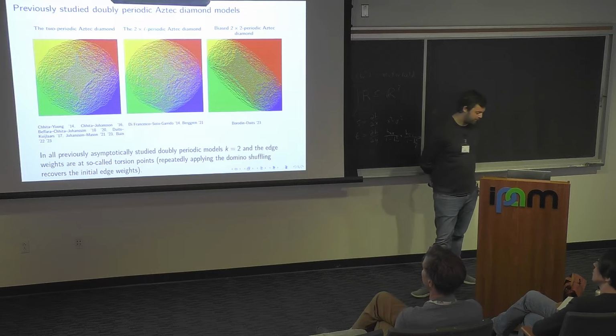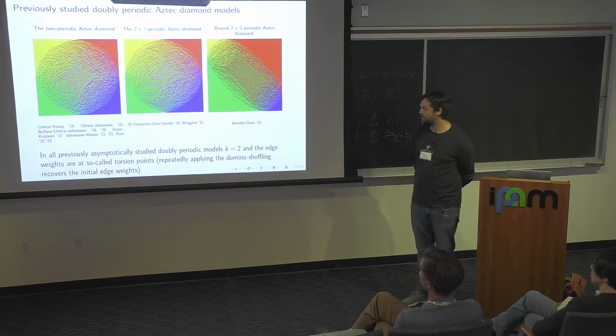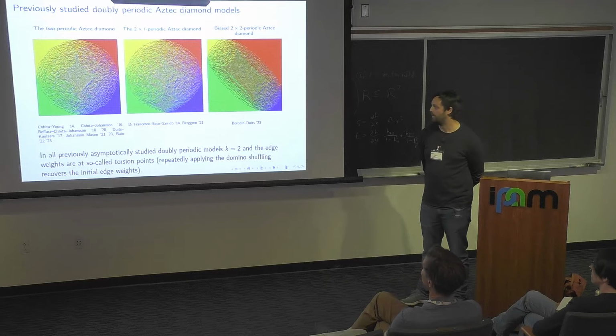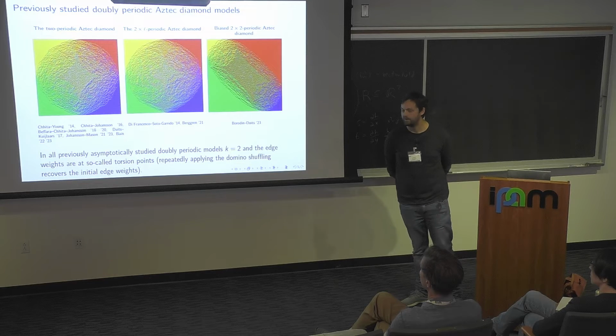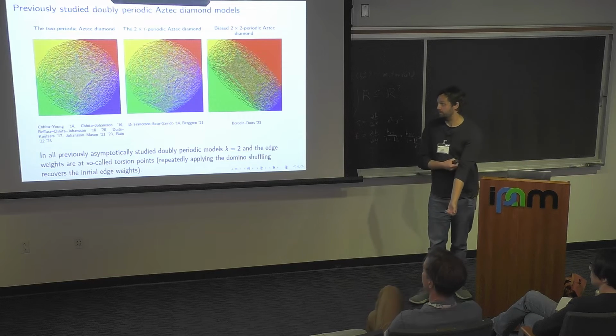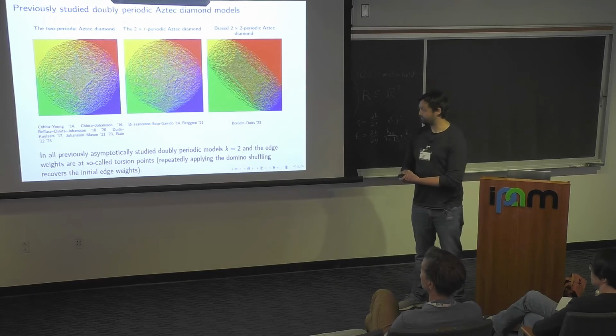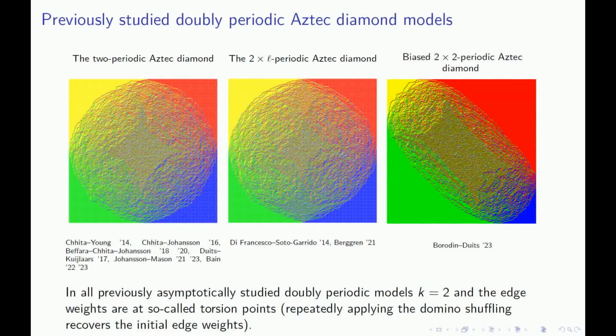Okay, so these doubly periodic Aztec diamonds have been considered previously, for almost 10 years now, I guess. People have tried to understand these models. In particular, there has been a lot of work on the 2-periodic Aztec diamond, which is the easiest possible case where you still see a gas region.